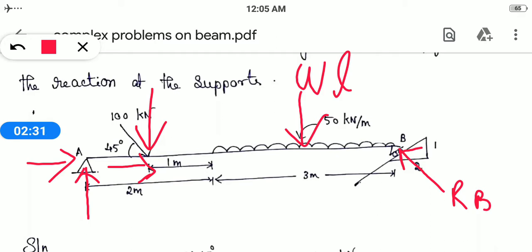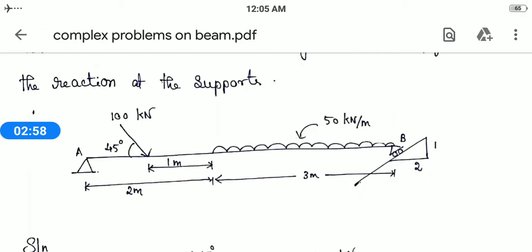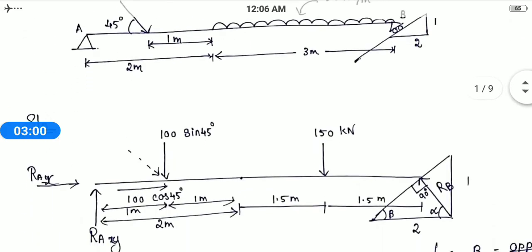Now we have to find the angle of inclination. We need to find two angles, alpha and beta. They have given a clue that the triangle lies in an inclination of 1:2. Using that, we first calculate our angles, then we resolve this into a simple beam condition. So I'll teach you that now.